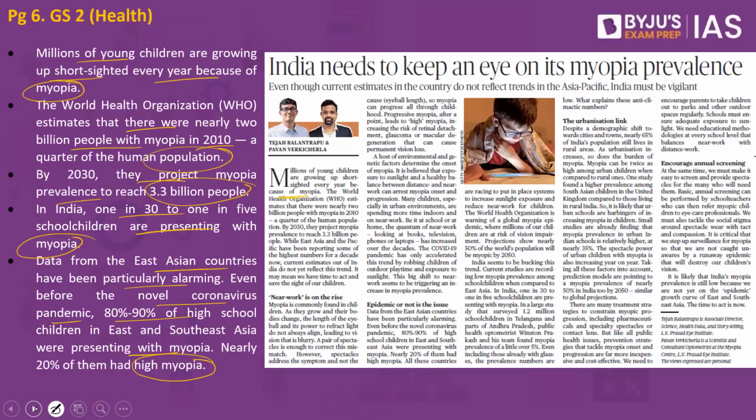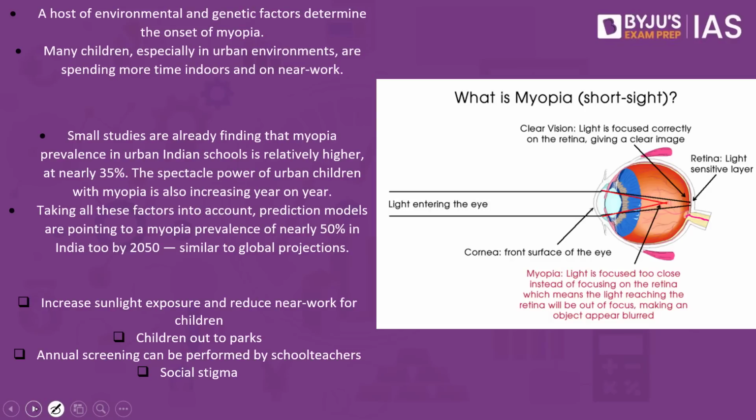What are the causes of short-sightedness? When it comes to short-sightedness, what exactly happens?